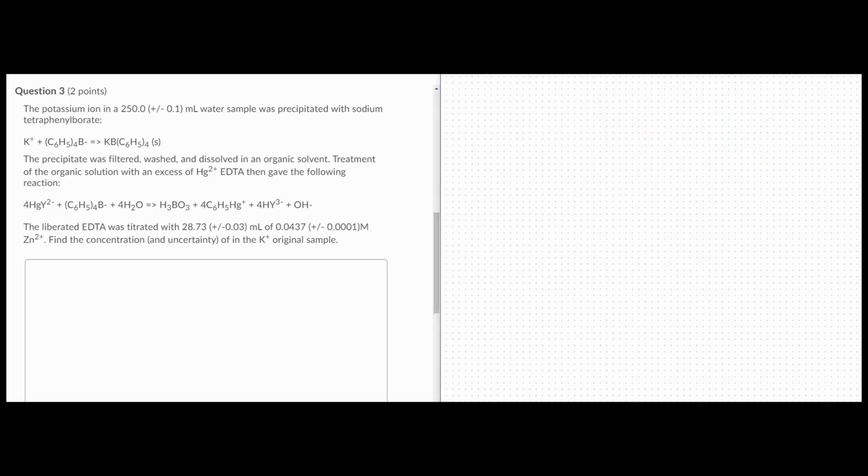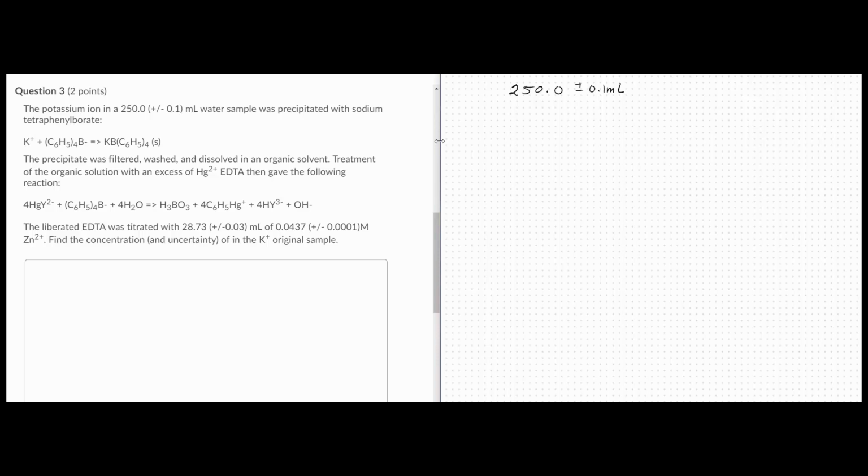My question 3 has uncertainties as well, so we're looping the first unit back into this one. So we have a potassium ion in a 250 plus or minus 0.1 milliliter water sample that was precipitated with sodium tetraphenyl borate with this reaction. The precipitate was filtered, washed, and dissolved in an organic solvent. Treatment of the organic solvent with an excess of mercury 2 EDTA then provided us with this reaction. It's already balanced. That's nice.